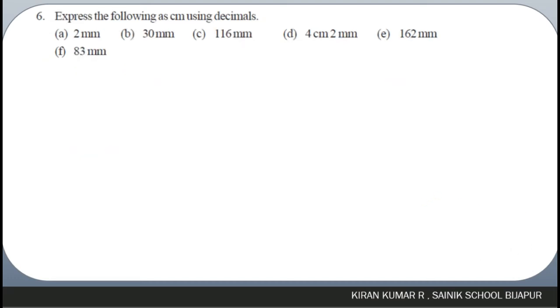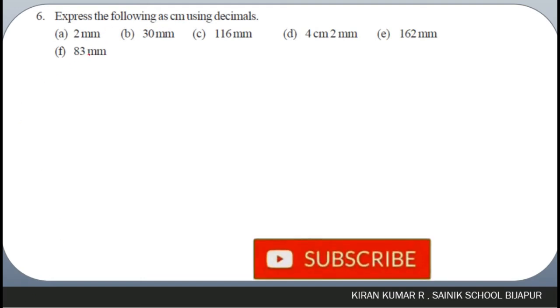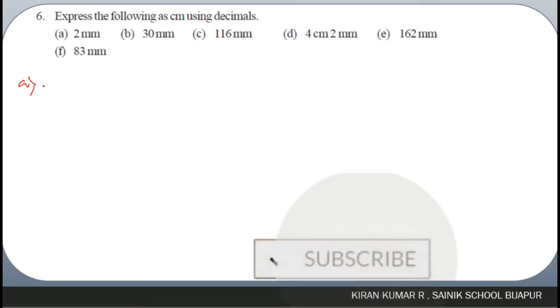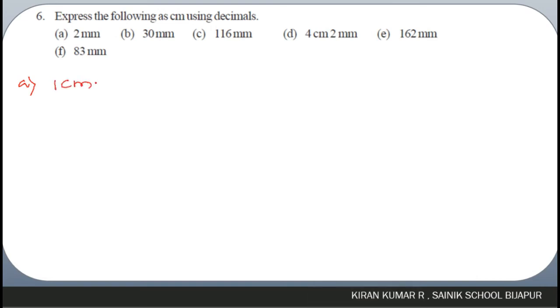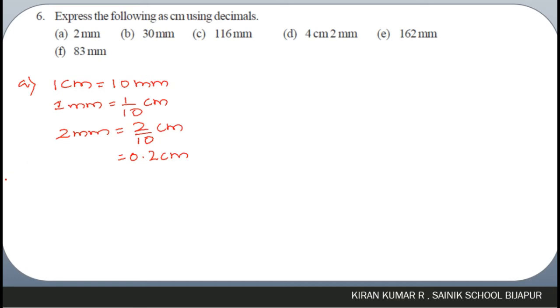Question number 6. Express each of the following as centimeters using decimals. In the first one, we have 2 millimeter. We all know that in 1 centimeter there are 10 millimeters. So 1 millimeter will be equal to 1 by 10 centimeter. Therefore 2 millimeter will become 2 by 10 centimeter. 2 by 10 is the same as 0.2 centimeter.